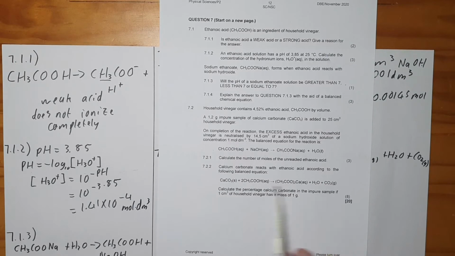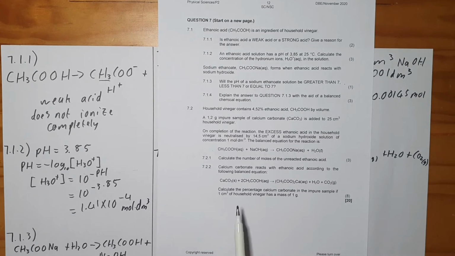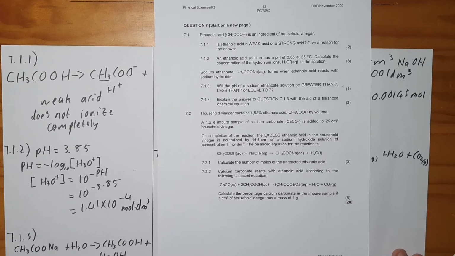Now 7.2.2 says calcium carbonate reacts with ethanoic acid according to the following balanced equation. So they've given us the reaction over here. It says calculate the percentage of calcium carbonate in the impure sample if 1 centimeter cube of household vinegar has a mass of 1 gram. So its volume to mass ratio is 1-to-1.